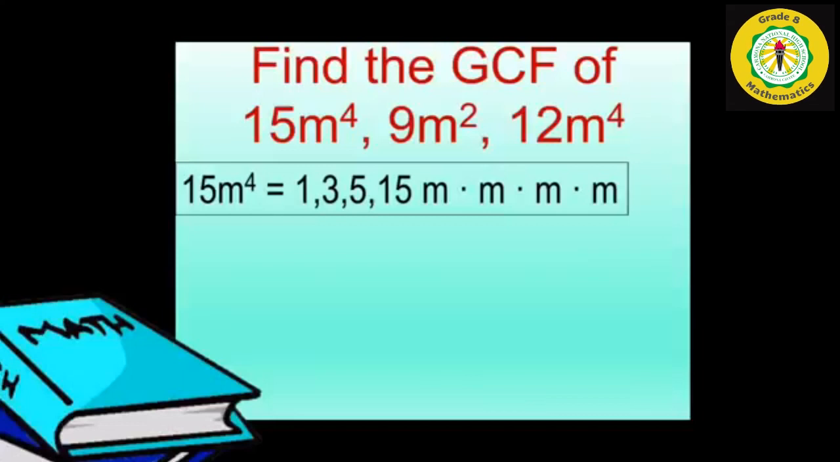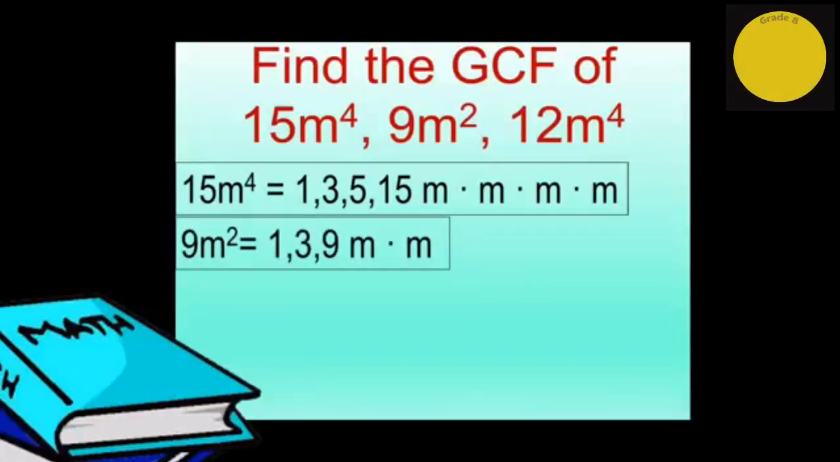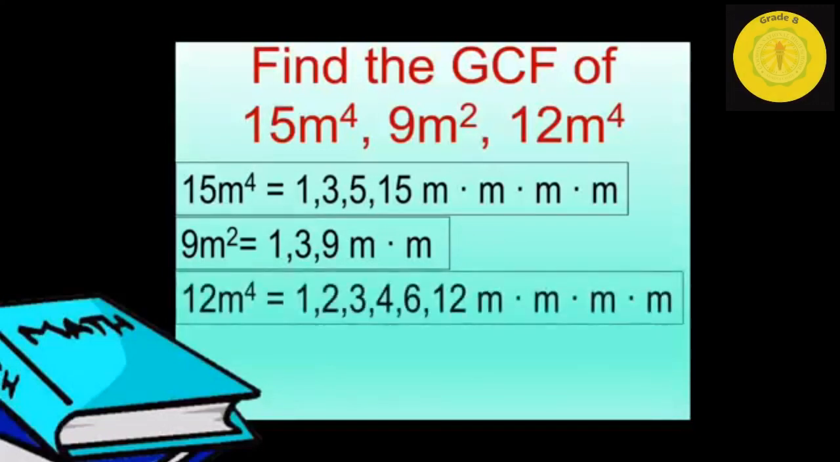So the factors of 15m raised to the 4th power are 1, 3, 5, 15, m times m times m times m. So m raised to the 4th power means that m is multiplied 4 times. How about 9m squared? The factors are 1, 3, 9, m times m. And for 12m raised to the 4th power, the factors are 1, 2, 3, 4, 6, 12, m times m times m times m.